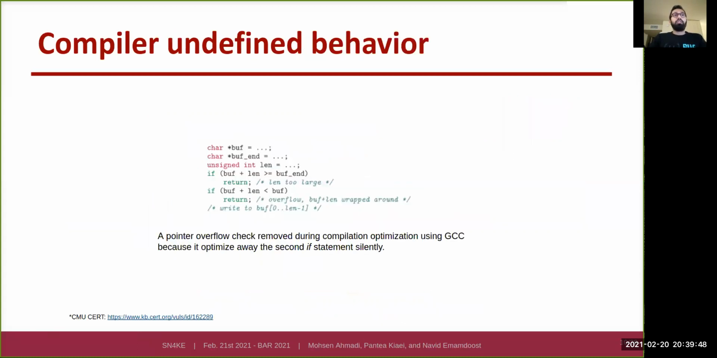Another example is on compiler undefined behavior. Compiler optimizations can amplify the effects of undefined behavior. For example, consider the following code snippet that checks for a pointer overflow in the second if statement. That checks whether buffer plus len is less than buffer, where buffer is a pointer and len is a positive integer. The program's intention is to catch the case where len is large enough that buffer plus len wraps around.